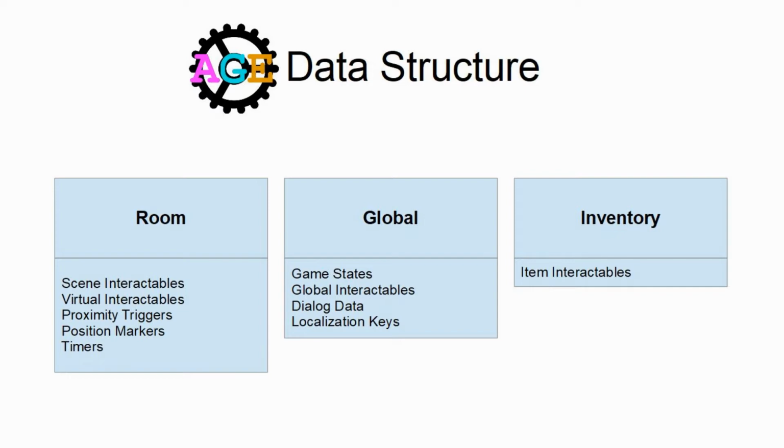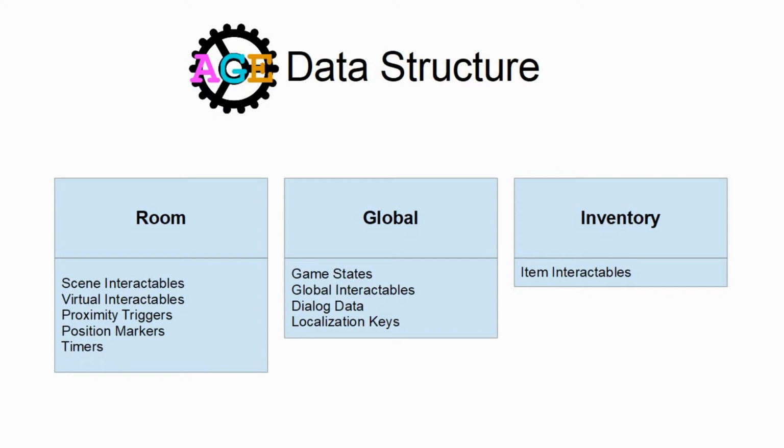And then we got the global interactables. Sometimes you want to have some logic that can be triggered from any room. Then you can put the global interactables here. They are just a subcategory or a different kind of a virtual interactable that's just flagged global and stored outside of the room.